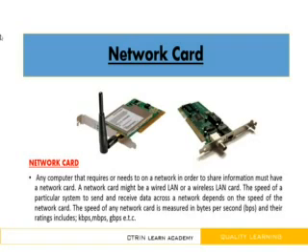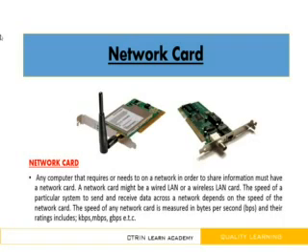A network card with a higher speed will browse faster, and a network card with a lower speed will browse slower. That's why we say that any computer that needs to be on a network in order to share information must have a network card. A network card might be wired or wireless. I was saying that the speed of the system to send and receive data across a network depends on the speed of the network card. You can see that it's straightforward.